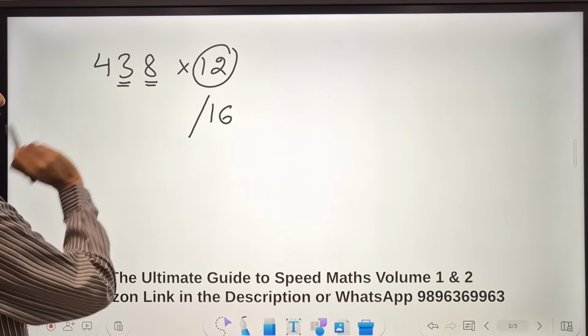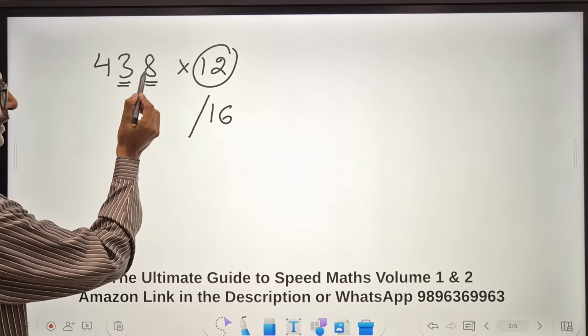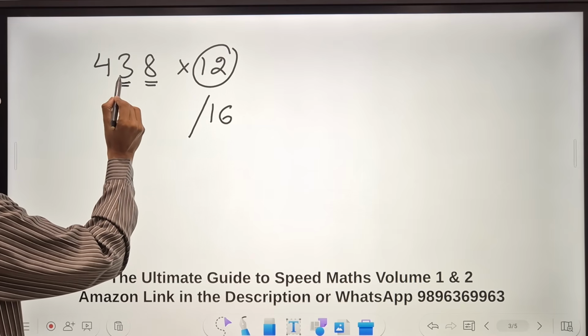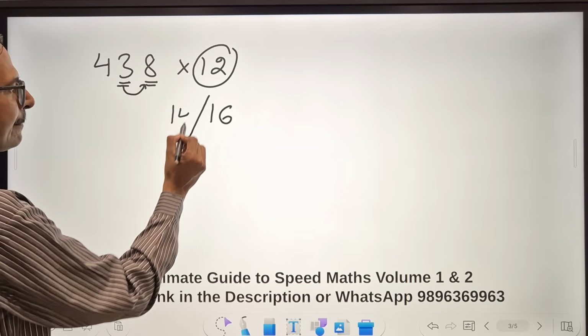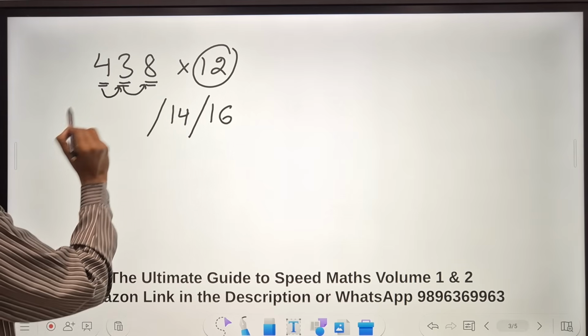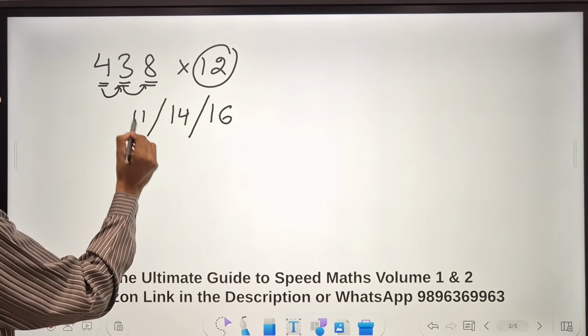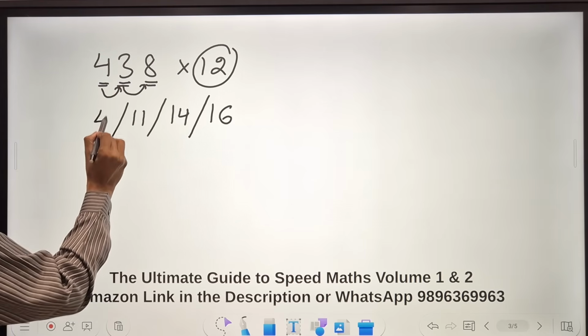When you do 3 times 2, it is 6, but you have one digit on the right side of 3, right? So always do 3 times 2, 6, and add the next digit. So 6 plus 8, 14, and then again 4 times 2, 8, next digit is 3, so 8 plus 3, 11, and once you are done with all the digits, just write the first digit as it is.